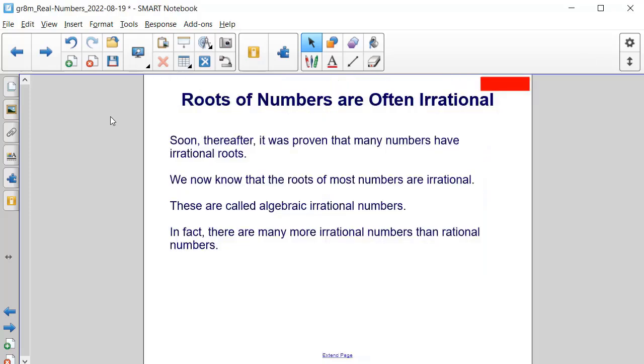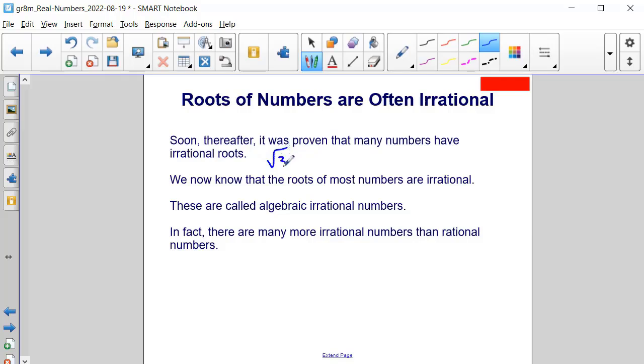Soon thereafter, it was proven that many numbers have irrational roots. Other examples that were brought up are the square root of 3 and the square root of 5. And we know that the roots of most numbers are irrational, and these are called algebraic irrational numbers. In fact, there are many more irrational numbers than rational numbers, because you could put a square root around any two numbers, such as 10 and 17, and then square root that, and it becomes irrational.